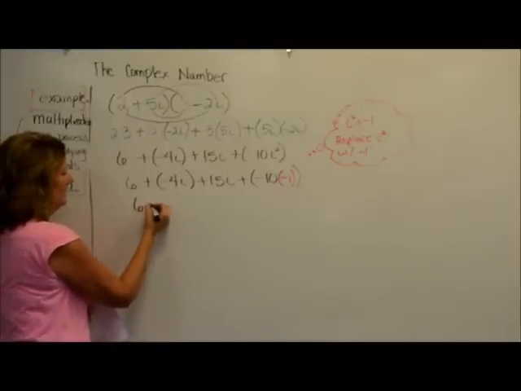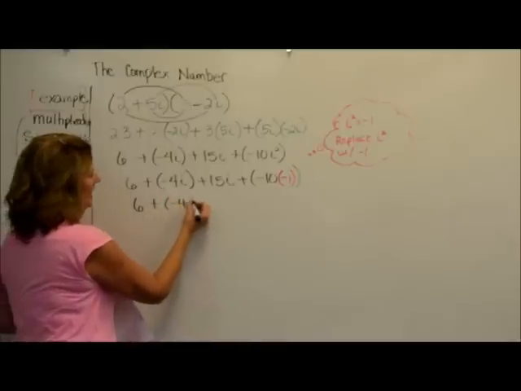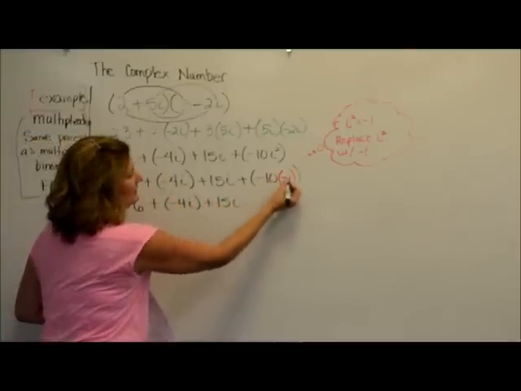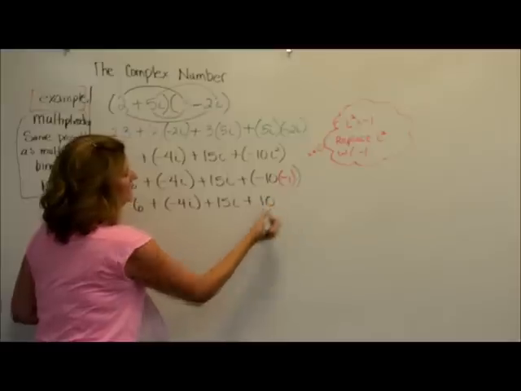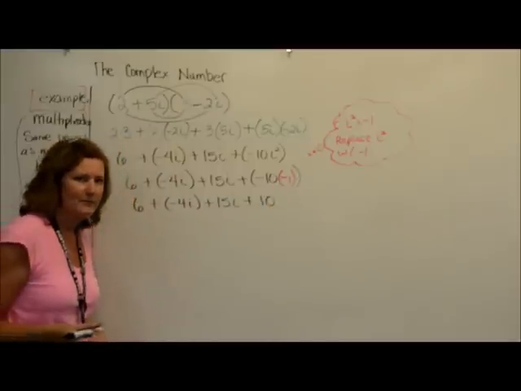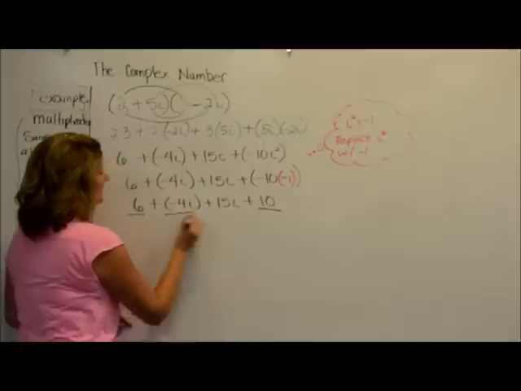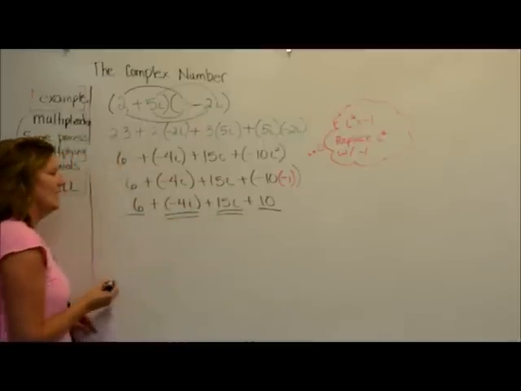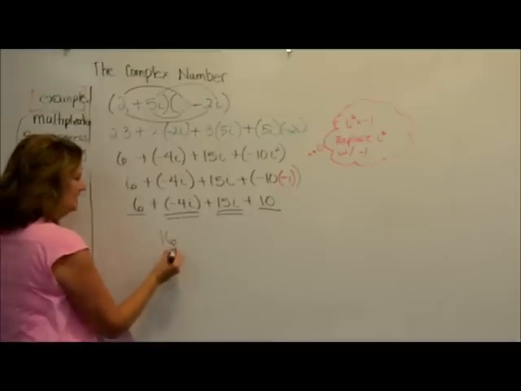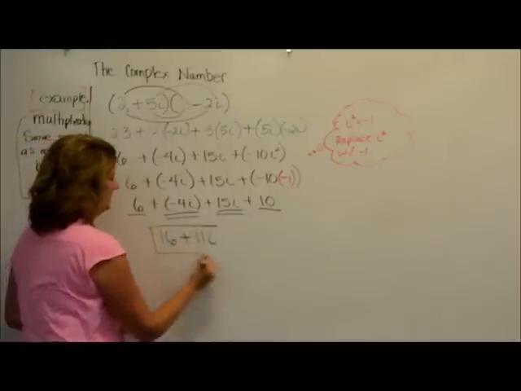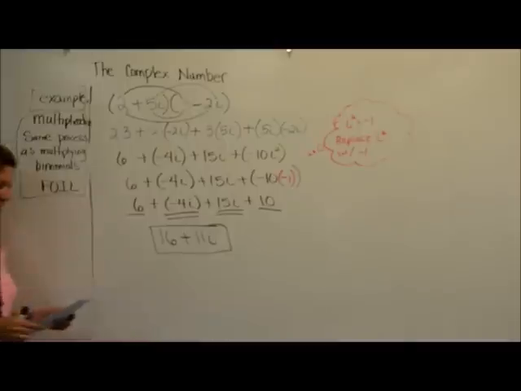I don't think I will. 6 plus negative 4i plus 15i. Negative 10, negative 1 is a positive 10. So at this point, I'm now going to combine like terms. So this is like the 10. These two are like because they have i's. So I have 16 plus 11i, and that's my answer. And remember, don't combine those. They don't get combined.